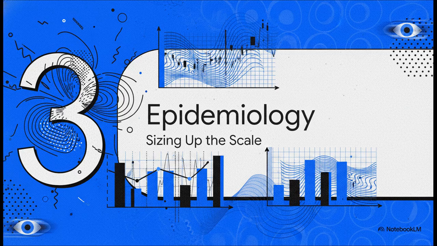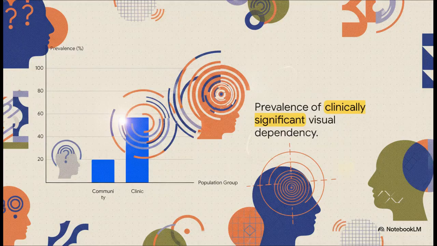Moving on to Section 3, sizing up the scale, epidemiology. Let's look at the actual numbers. This stark contrast is a real wake-up call. When we look at community data, like Murden and Childers' systematic review, we see self-reported visually provoked dizziness in about 15 to 20% of adults who screen positive for chronic dizziness. But when Cousins and colleagues actually quantified visual dependency in consecutive patients at a specialist neuro-otology clinic, a massive 57% met the criteria for clinically significant visual dependency. That is a dramatic jump when you step into a specialized setting.